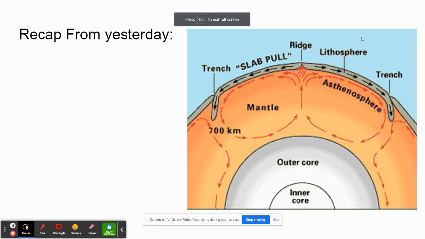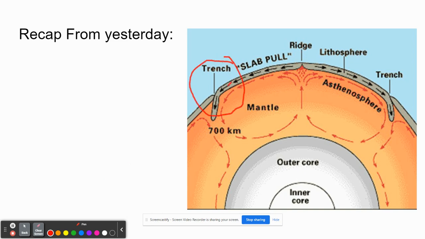Okay, so yesterday we talked about what's happening at ridges. Ridges are also called divergent plate boundaries or seafloor spreading because the crust is moving away from each other. What we're going to talk about today is what's going on at these trenches. So at these places right here, what's going on in those spaces. We can see that one of the plates is going under, but we're going to get a little better idea of what's going on in those places.